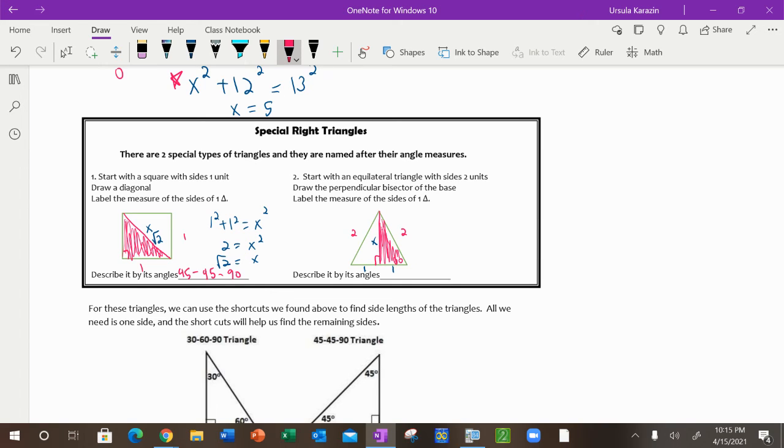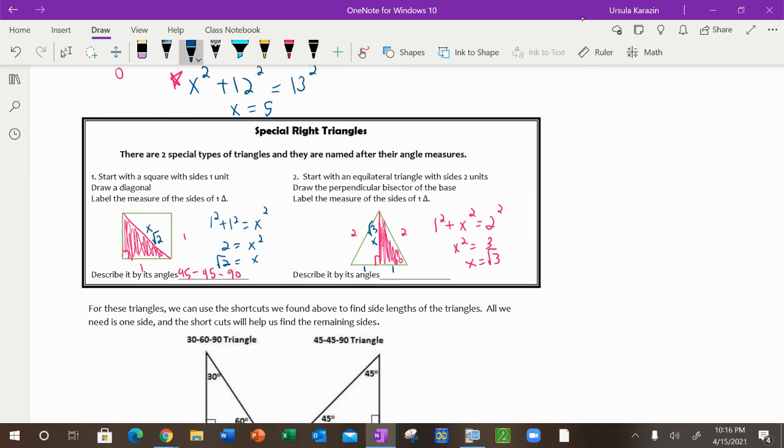It's a right triangle. We've got a leg and a hypotenuse. What we need is the other leg. So one leg is 1, one leg is x, and the hypotenuse is 2. So we get x squared equals 3, x is the square root of 3. So over here, that's the square root of 3.